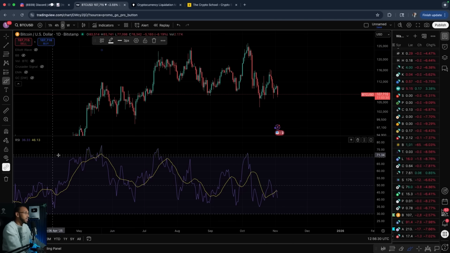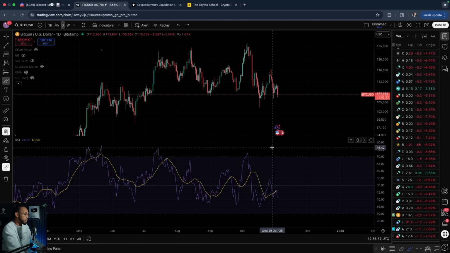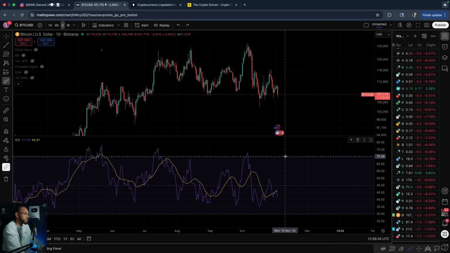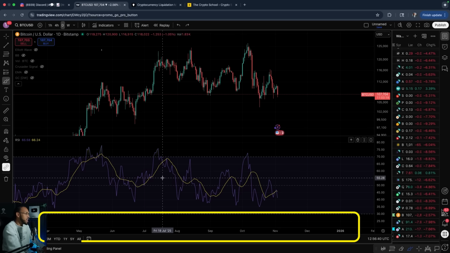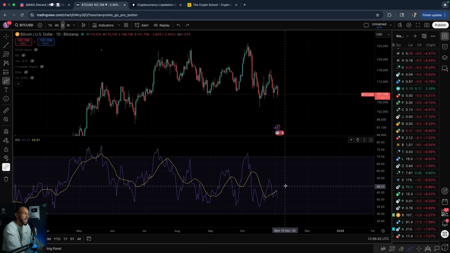Now, when this indicator pops up, which is this bad boy down here, you're going to see a couple different components. You're going to see a purple box in the middle. You're going to see numbers on the y-axis. You're going to see dates on the x-axis. And then you're going to see this purple line. And for now, you can just ignore this yellow line. You see this yellow line right here?